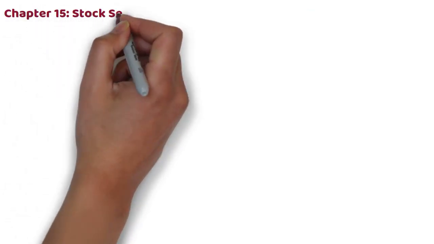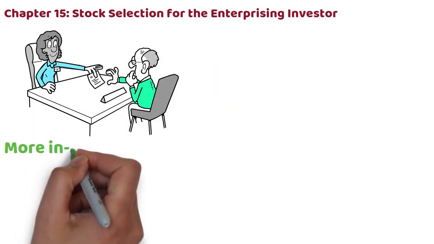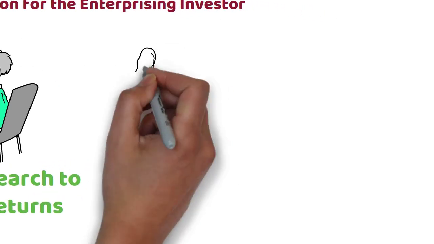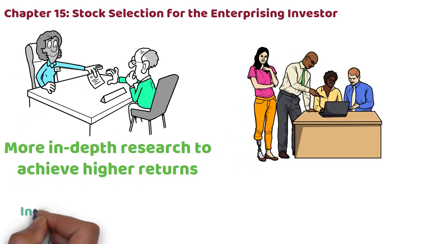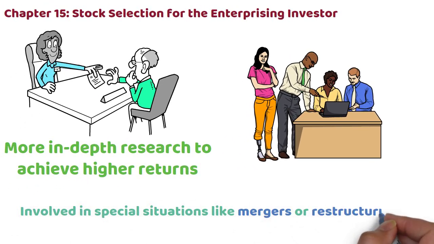Chapter 15: Stock Selection for the Enterprising Investor. Graham provides guidelines for the enterprising investor who is willing to conduct more in-depth research to achieve higher returns. He suggests looking for companies that are temporarily out of favor, have strong balance sheets, or are involved in special situations like mergers or restructurings.